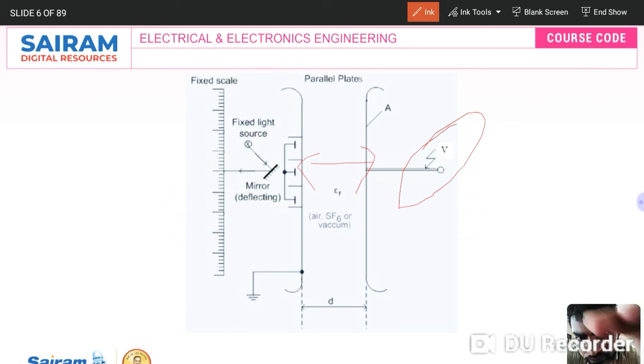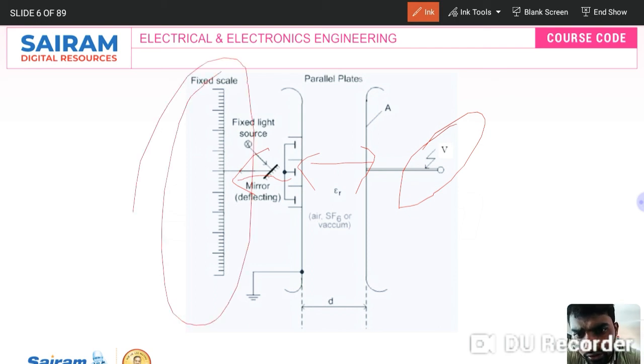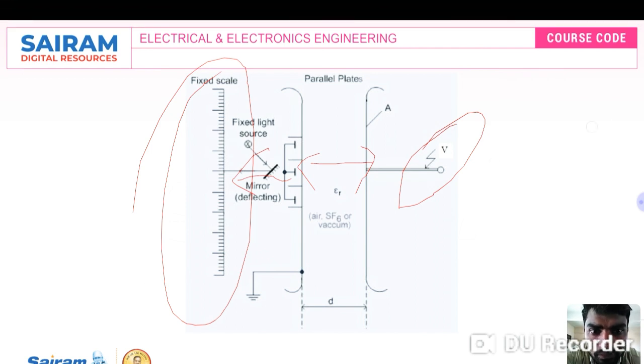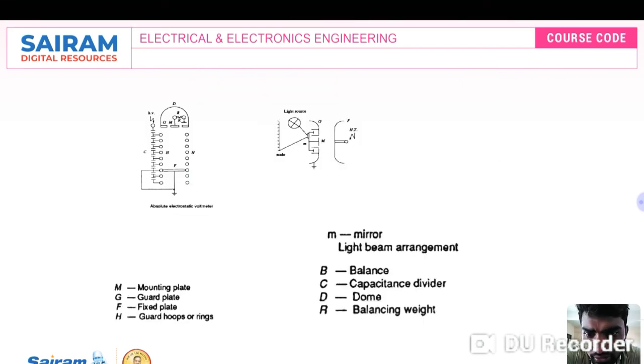Similarly here also, there is a pointer deflection, okay? Pointer mirror deflection or pointer deflection. So there is a fixed light source, and this is a scale, the deflecting scale. It's an internal circuit diagram, like a one line diagram. So basically it's a meter, okay? And this is a diagram which is used for the absolute electrostatic voltmeter.